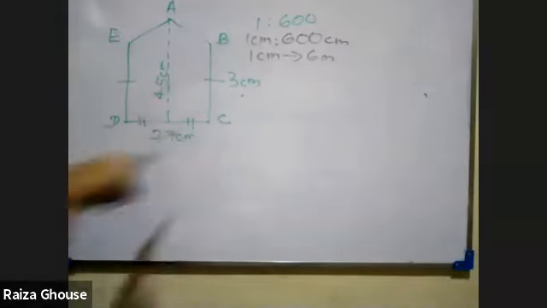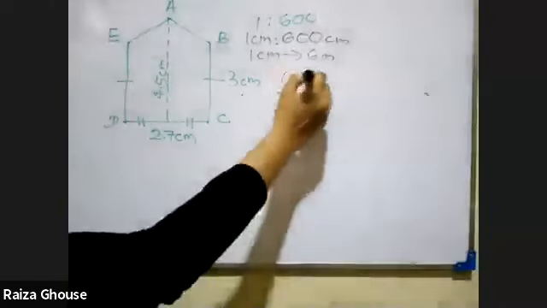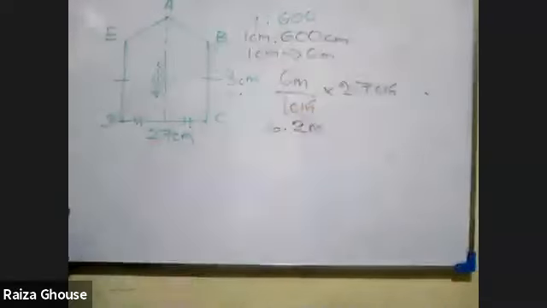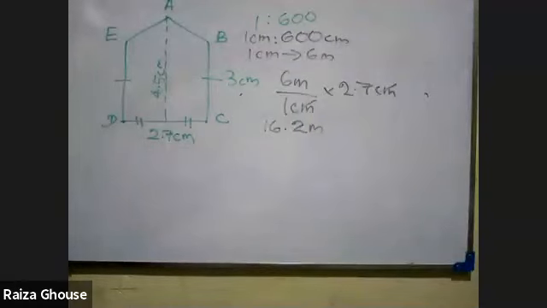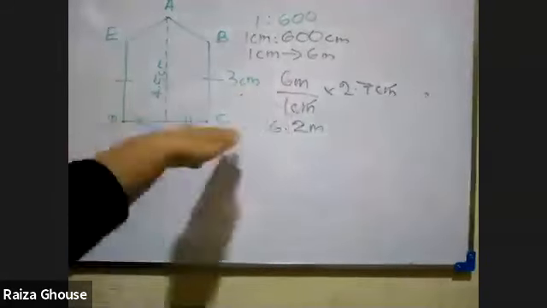2.7 centimeter means how much? If 1 centimeter is showing 6 meter, what is 2.7 centimeter? You should multiply 2.7 by 6. You are getting 16.2 meters. Safia, Afifa, Zulfa, and more others who sent in first, all of them had sent the correct answer. 16.2 meter is the actual breadth DC.